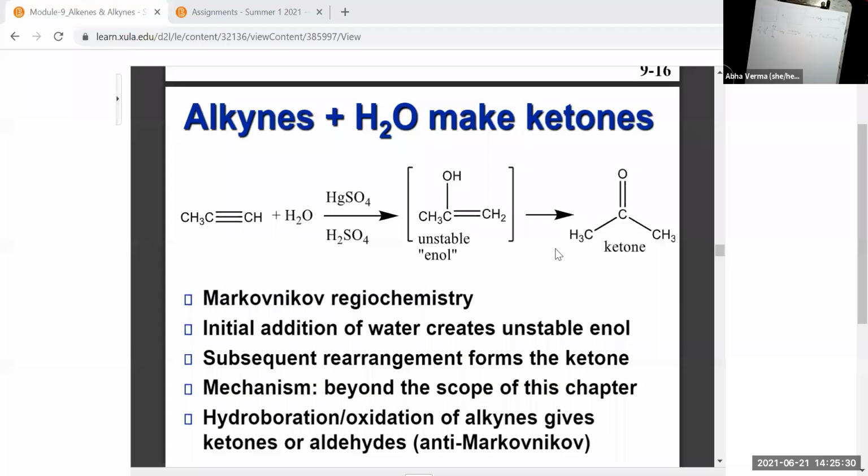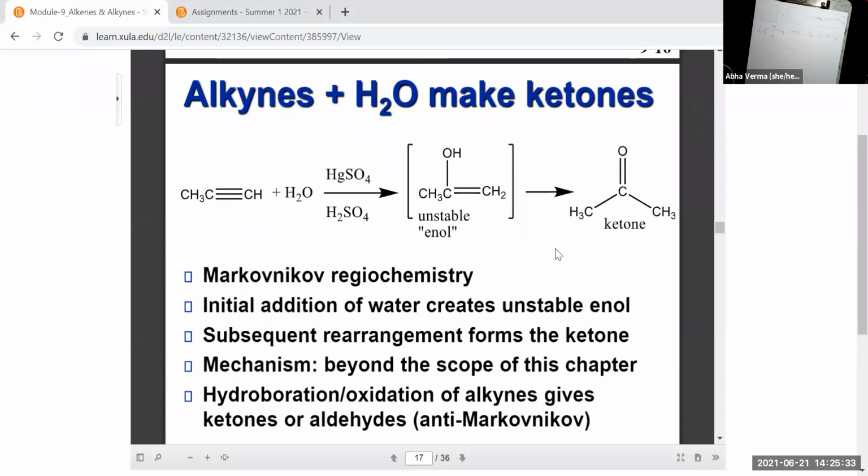Coming back to our alkynes. So far we had only alkenes adding water or OH across it. Let me just tell you, it is not easy to add water on alkynes. When you try to do that, first of all, you have to use a special reagent, HgSO4. This will add OH on the more substituted carbon. So Markovnikov's rule, or Markovnikov regiochemistry.